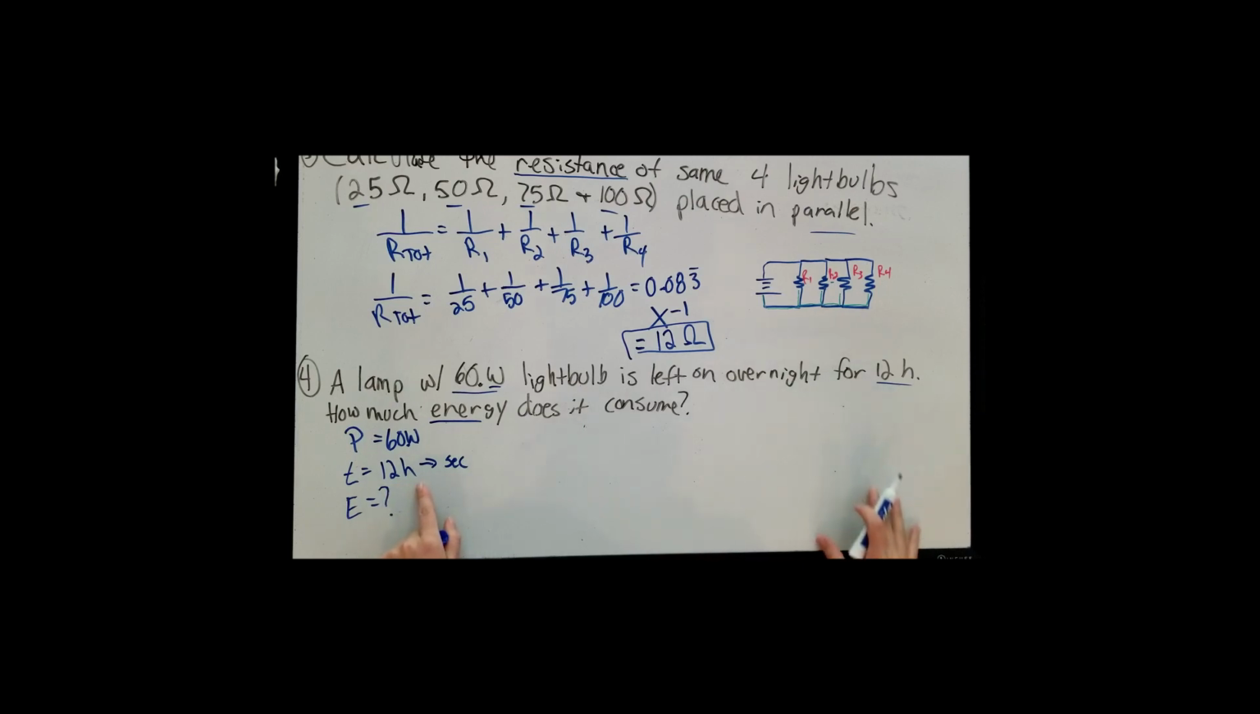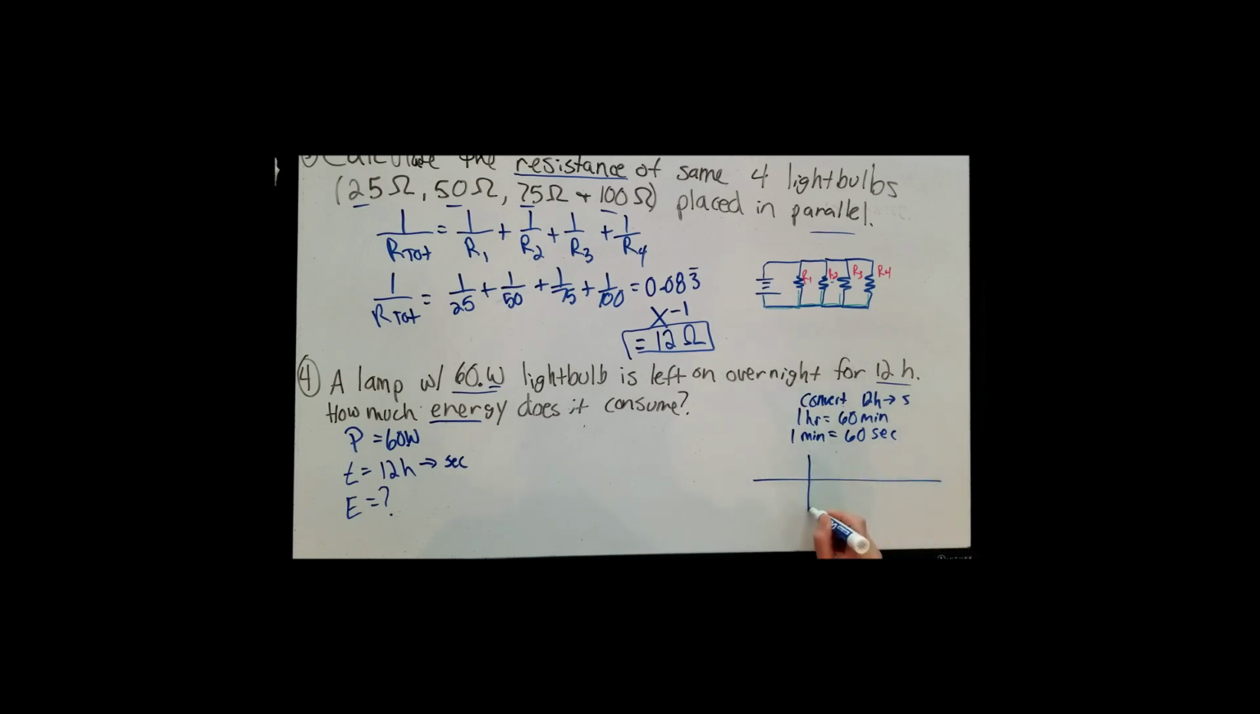Okay, and I'm going to do that off to the side. So convert 12 hours to seconds. Okay, so I'm going to need some conversion factors. All right, well, how many minutes are in 1 hour? 60. But I'm still not at seconds. So how about how many seconds are in a minute? 60. Okay, so those are our conversion factors.